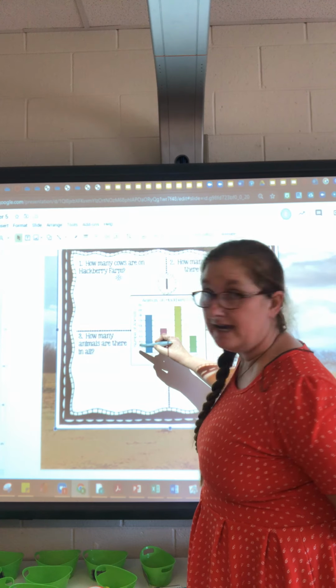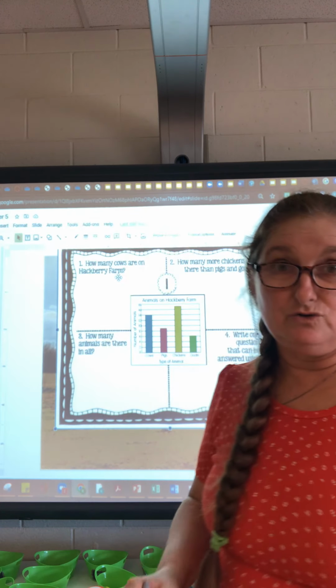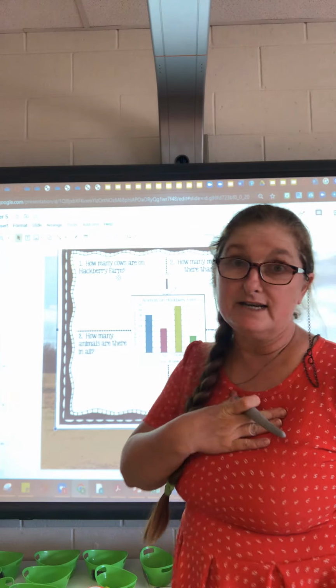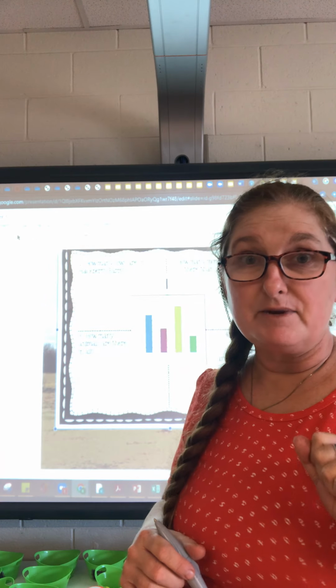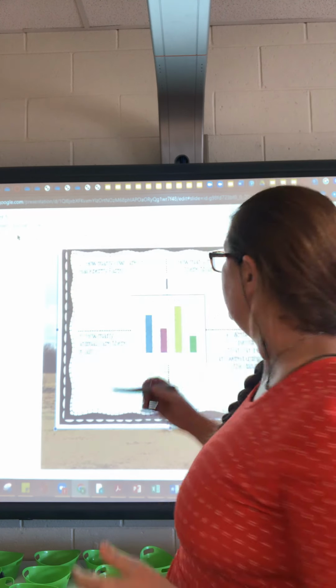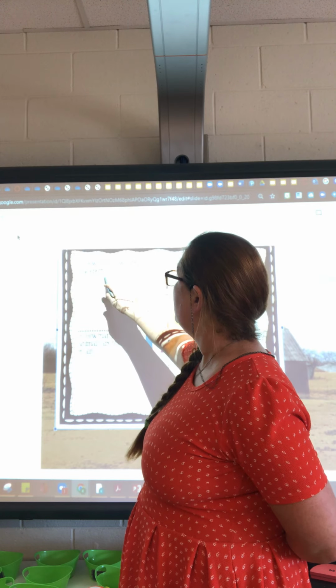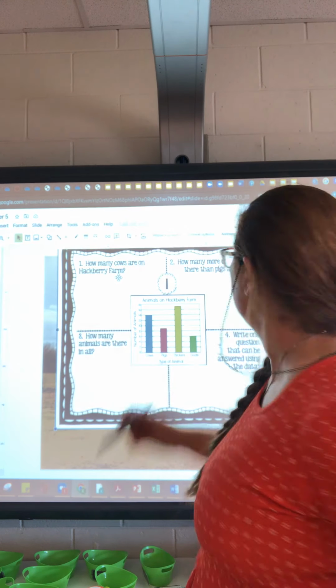I look at my scale on the side and I see that it's counting by twos. This is very important because if I assume that it's counting by ones, I can get the question wrong. Okay, now there are 4 questions that I'm going to answer with my bar graph. How many cows are on the Hackberry farm? That's an easy one, okay? That's just knowing how to read the graph.